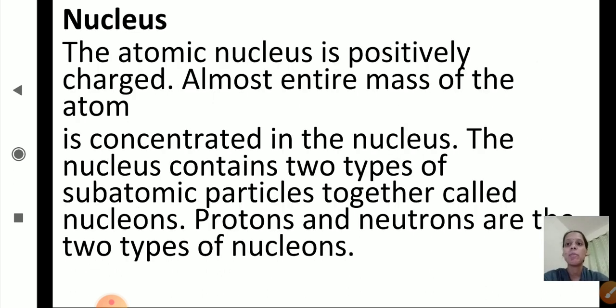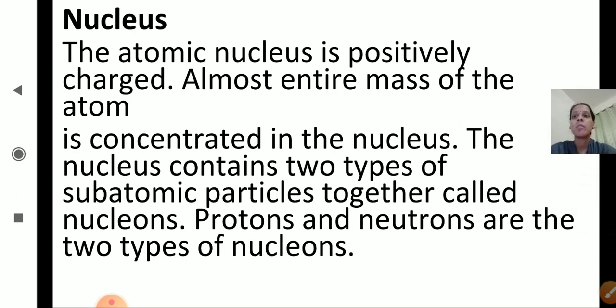The atomic nucleus is positively charged. Almost the entire mass of the atom is concentrated in the nucleus. The nucleus contains two types of subatomic particles, together called nucleons: protons and neutrons are the two types of nucleons.